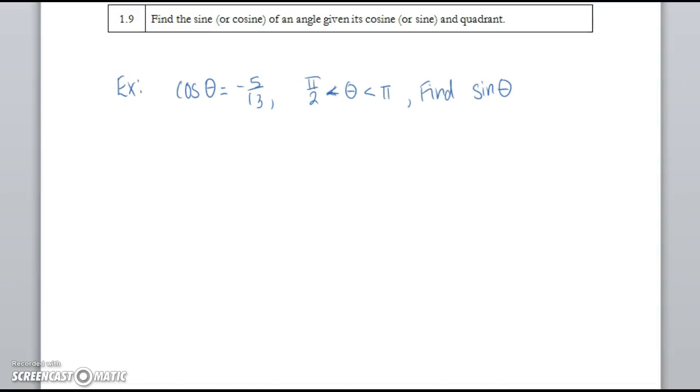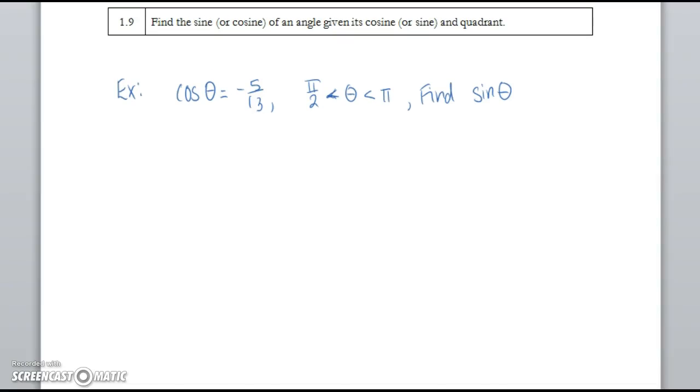Standard 1.9. Find the sine or cosine of an angle given its cosine or sine and quadrant. Let's take a look at what we're given here. We're given the cosine of an angle. We're given some information about theta, and our job is to find sine of theta.